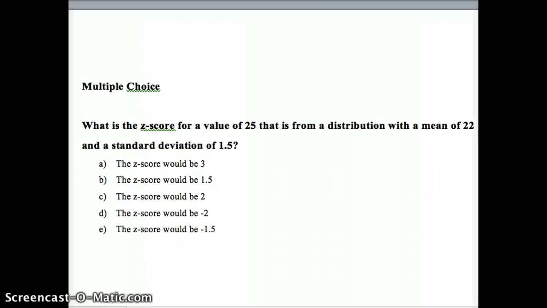Okay, here's your multiple choice. What is the z-score for a value of 25 that is taken from a distribution that has a mean of 22 and a standard deviation of 1.5? So go back through the video, check out the formula for a z-score, and then think in your mind, how would you describe that value? Would it be positive or negative? What does that mean in terms of on which side of the mean it is, the right or the left? So pause now and answer the question.